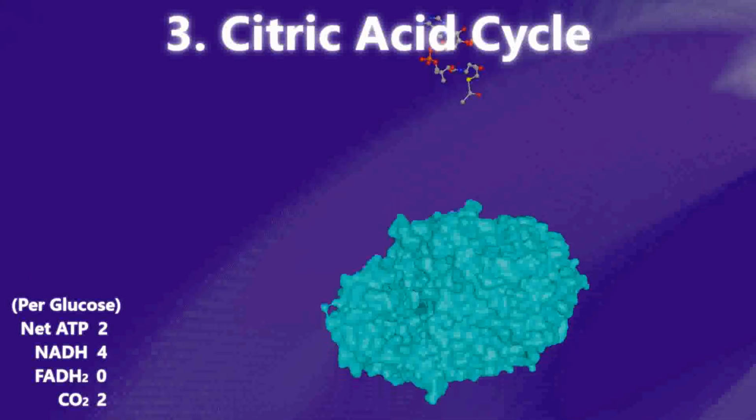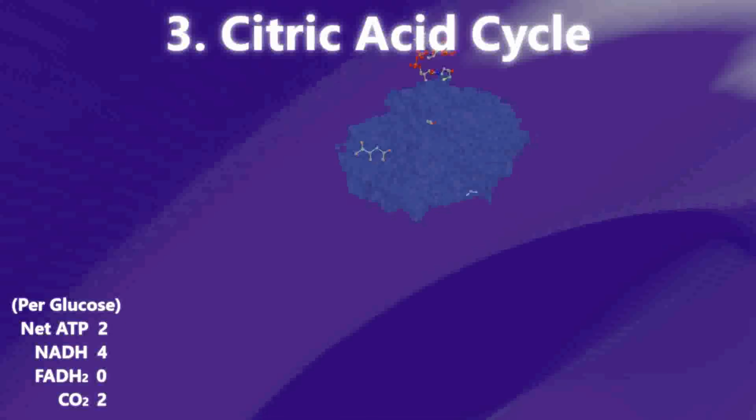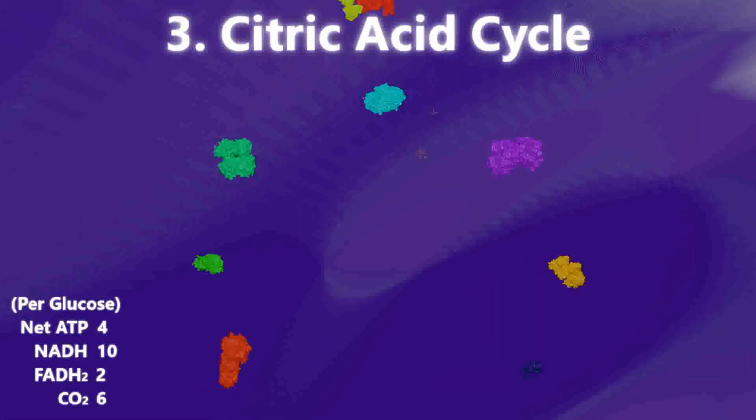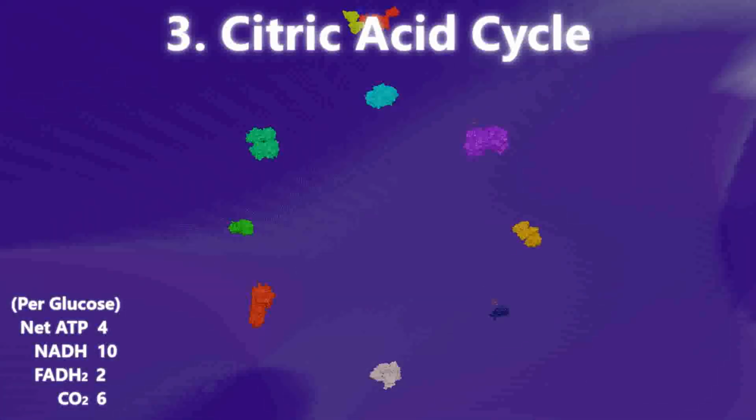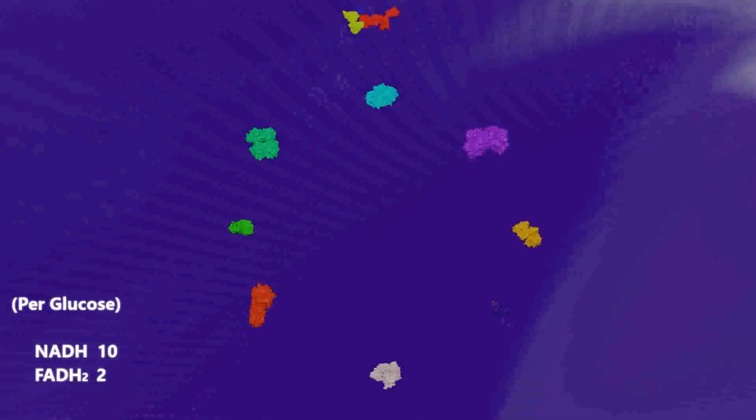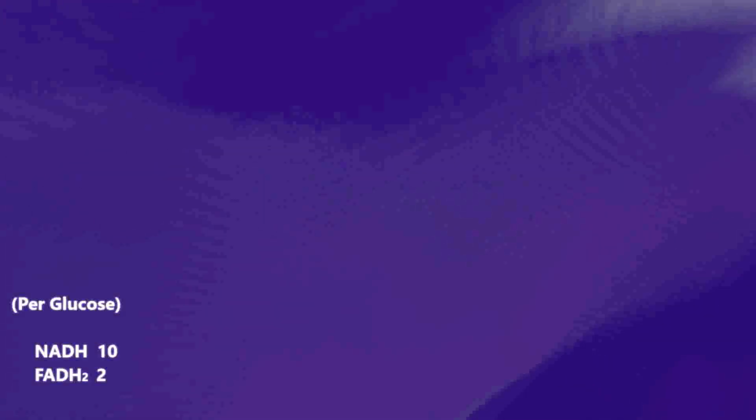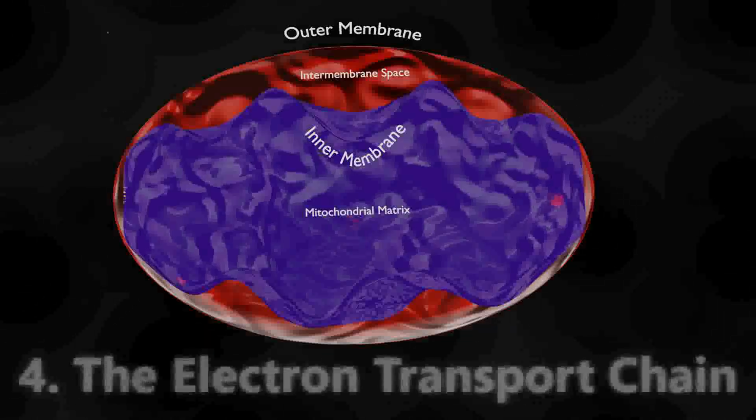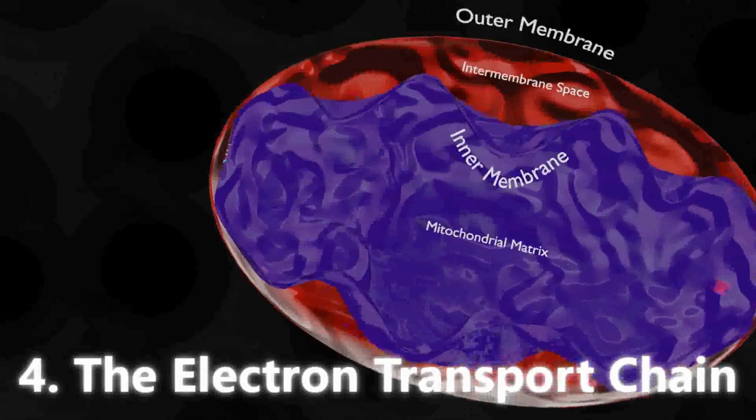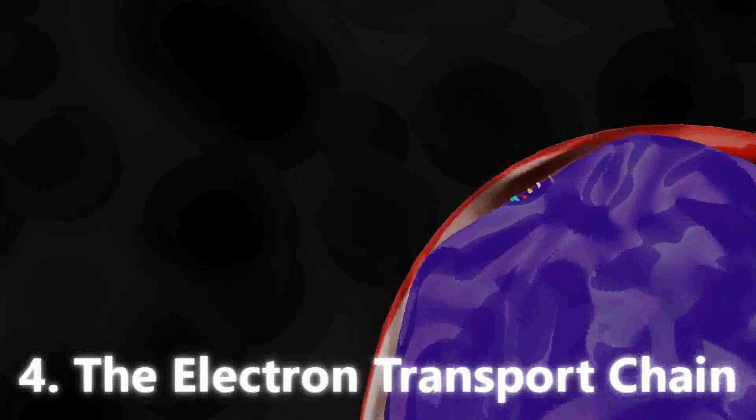The third step is the citric acid cycle. The citric acid cycle is going to create a bunch more of these NADH molecules, and also we created some of these FADH2 molecules. So these are electron carriers that we're going to utilize in the electron transport chain. So these 10 NADH and 2 FADH2 molecules are going to be carrying their electrons to the electron transport chain, which is going to take place mostly on the inner membrane of the mitochondria.